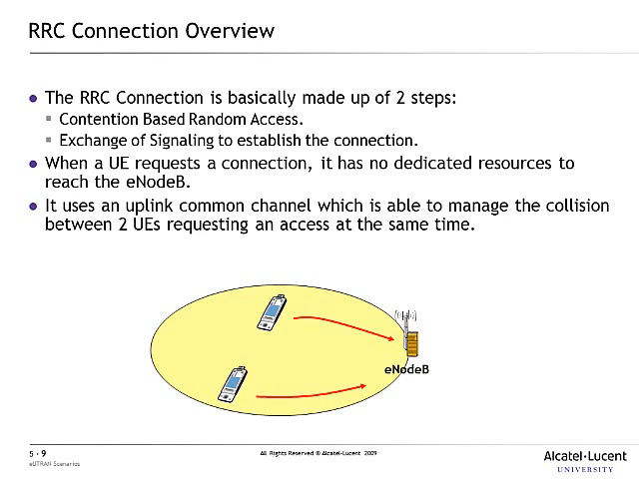So initially, when a user is requesting a connection, it has no dedicated resources allocated to it, so it can signal to the Node B. The only channel it can use is the uplink common channel. It's very similar to the RACH that we had in GSM, and it's possible that there could be collisions when two UEs try to use the same RACH channel.